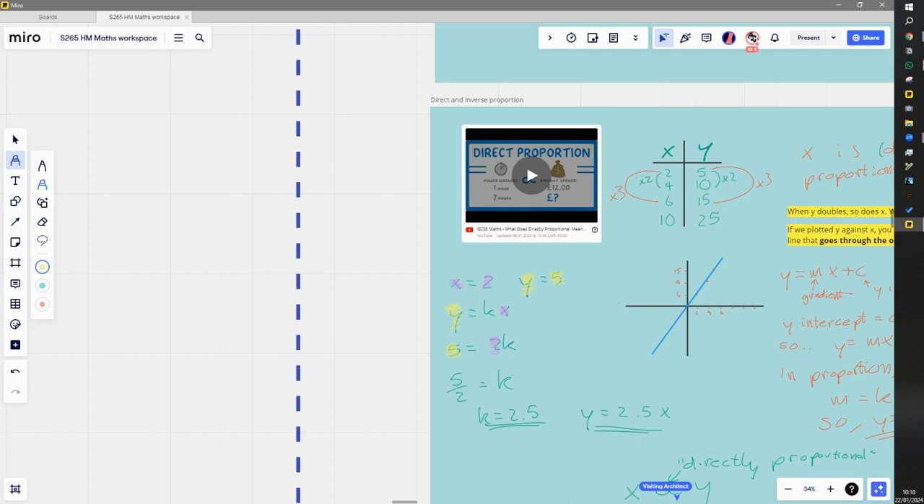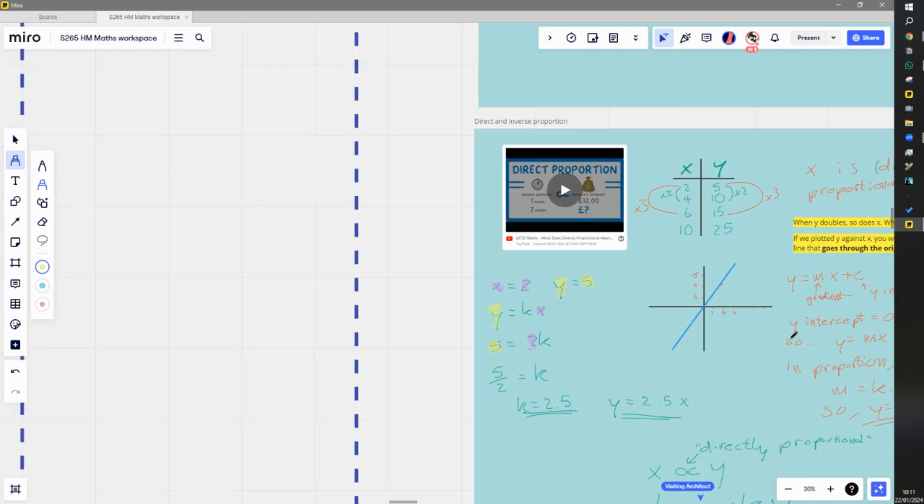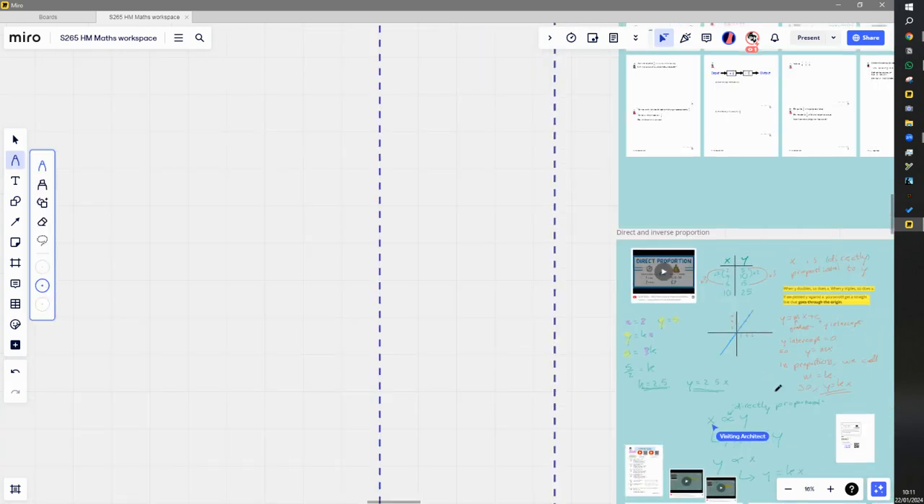Y is equal to 2.5x then, because y is equal to kx, and we now know what k is. We could use that to find out a different value for y if we knew a value for x. Or we could rearrange it to find a value for x if we knew what y was. So that's what we did when we looked at the first lots of questions.